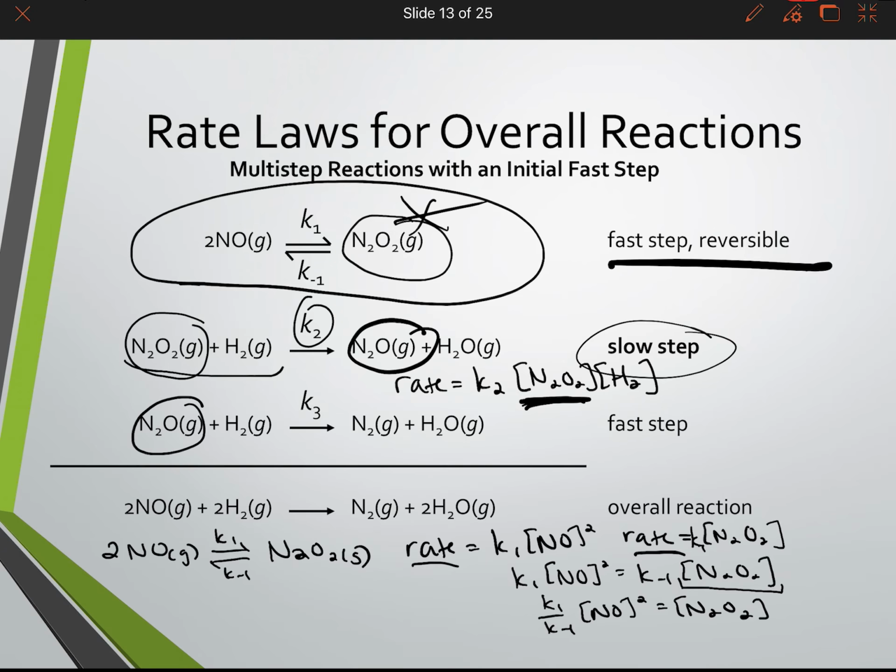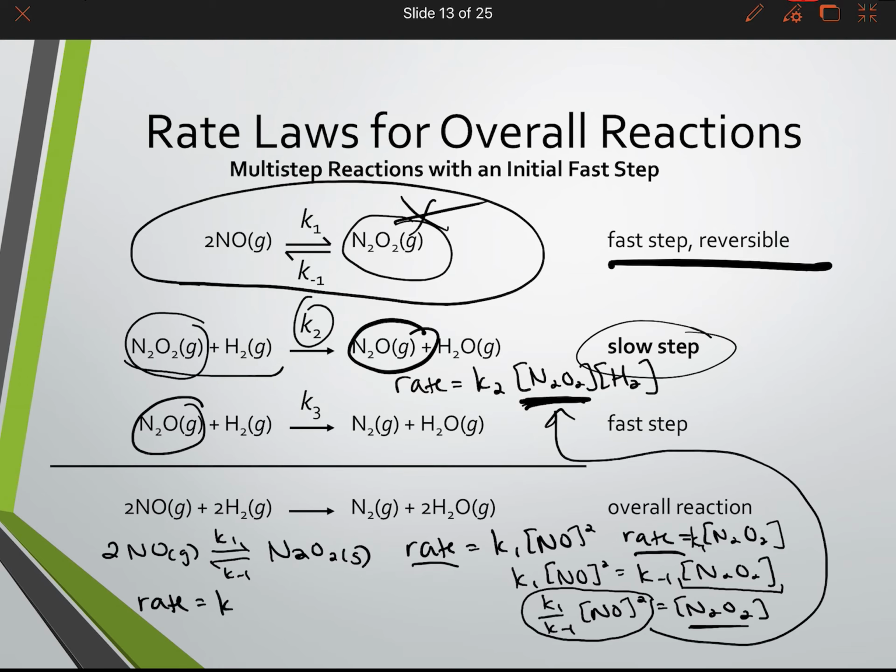So this right here can then go in to there because they are equal to each other. So we would say that our rate is equal to K2 times K1 over K-1 times [NO]^2 times [H2].